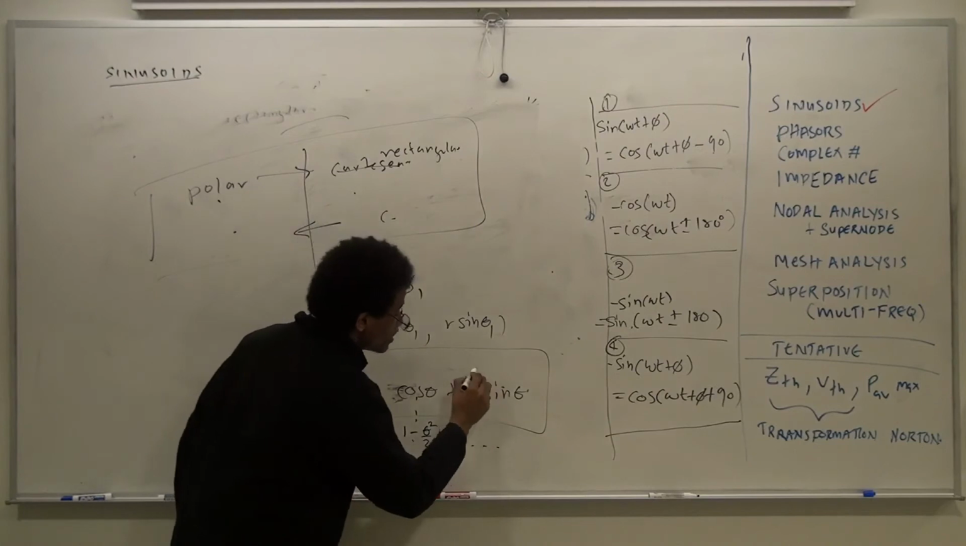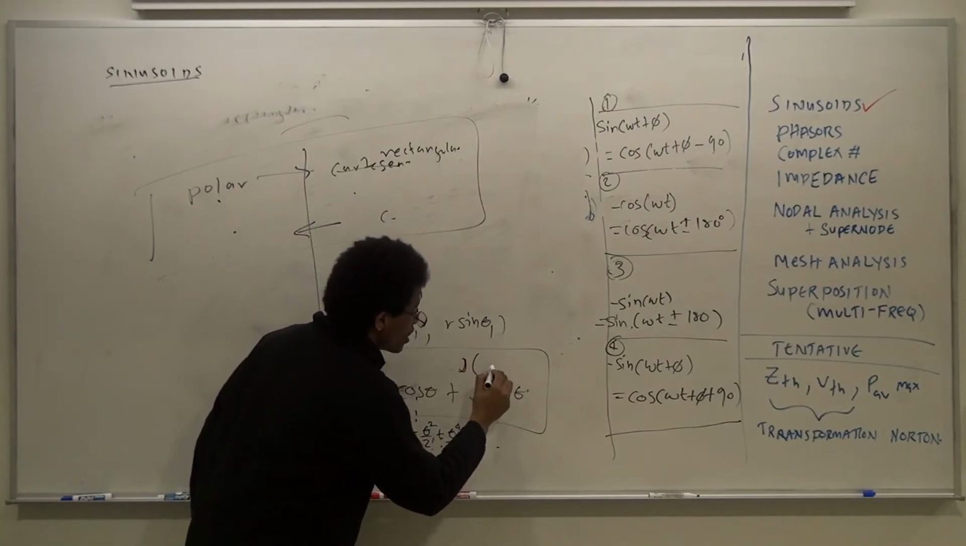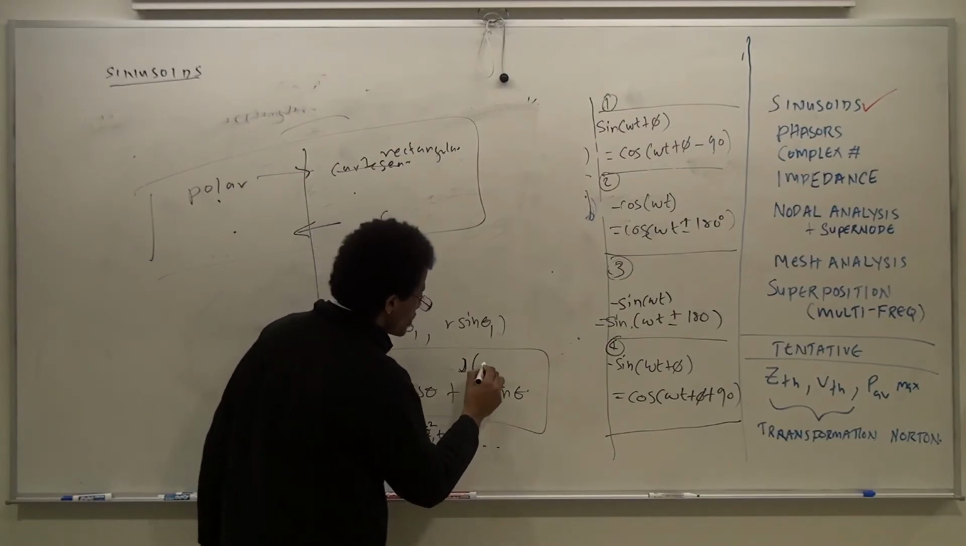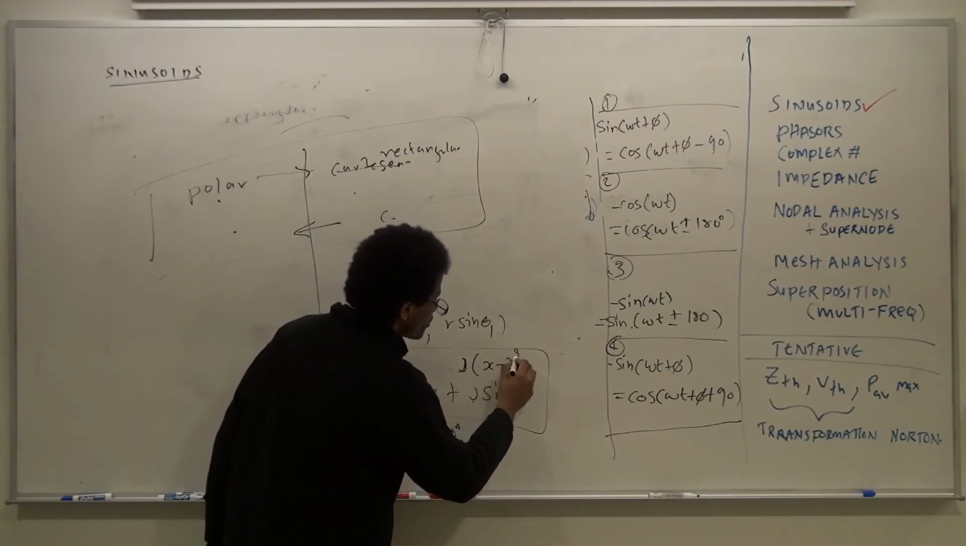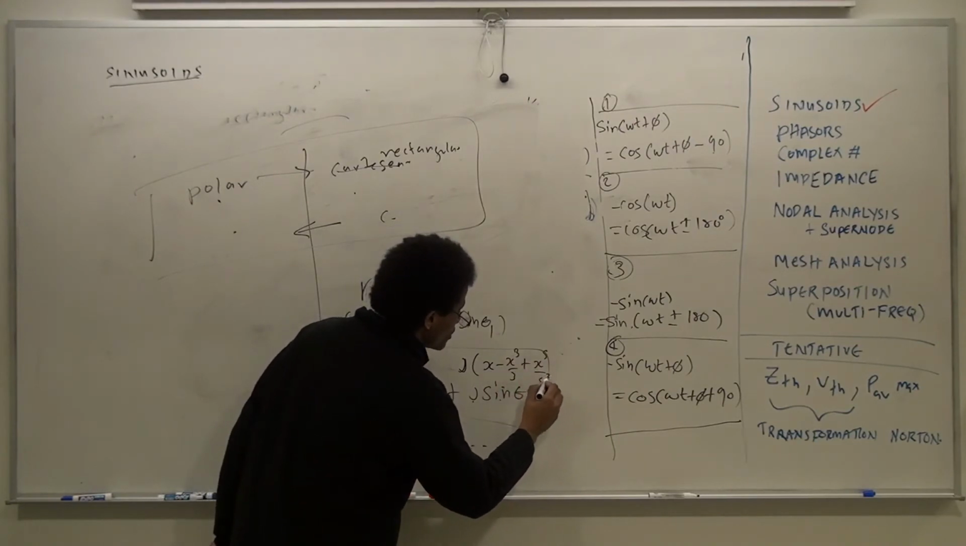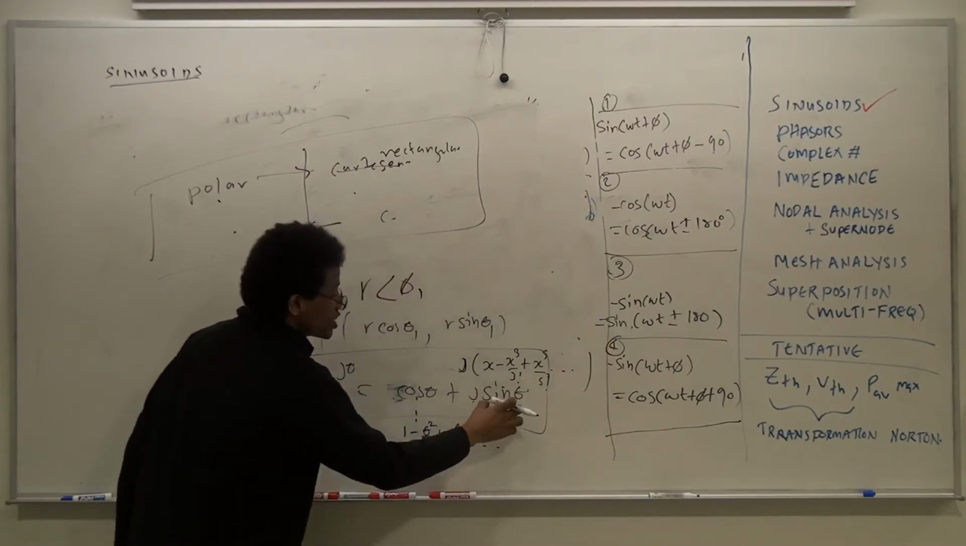And there's sine theta without the j, let's take the j outside. Sine theta is an odd function, so we start off with x minus x to the power 3 over 3 factorial plus x to the power 5 over 5 factorial. And you keep on doing this. This is the Taylor series expansion of the sine.